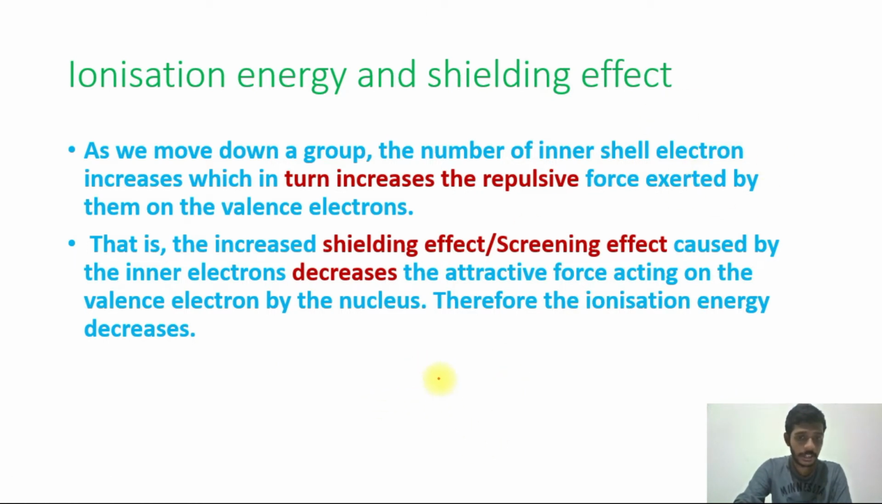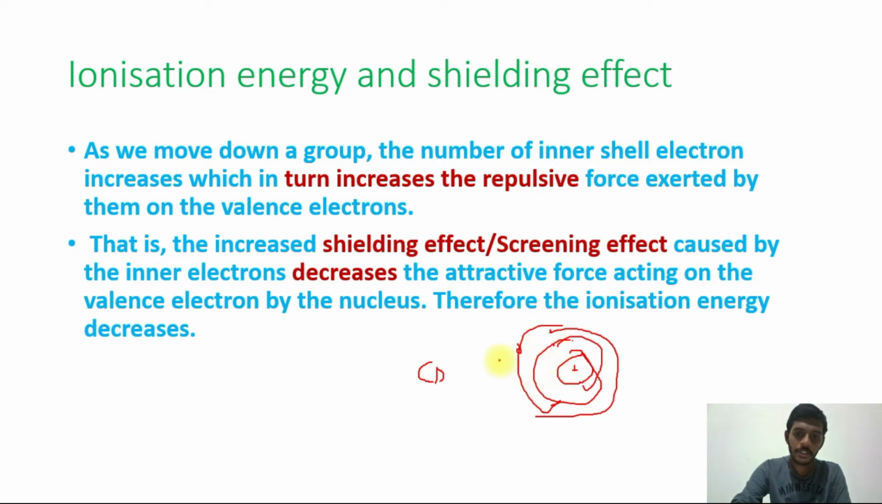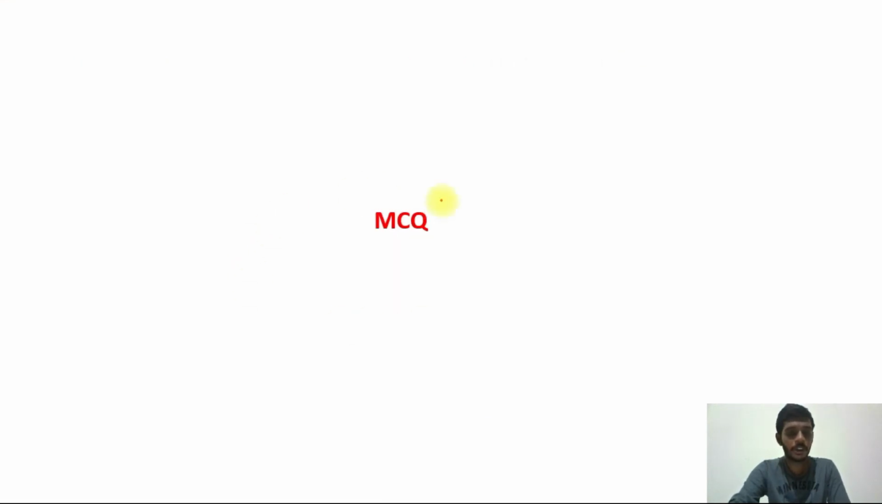Consider the atom cesium. It has more shells. The electrons which are present in these shells will screen the valence electron from the nucleus. So the ionization energy decreases while going from top to bottom. Now we are going to solve some multiple choice questions.